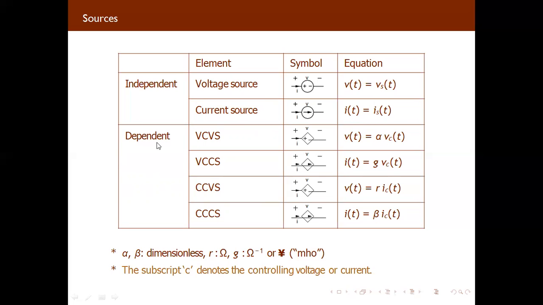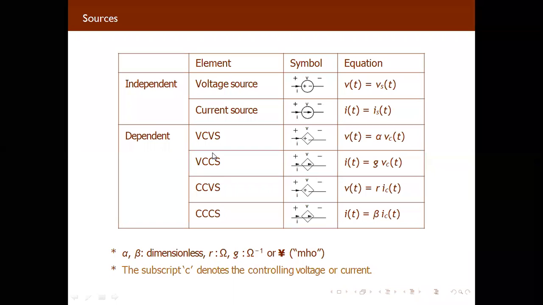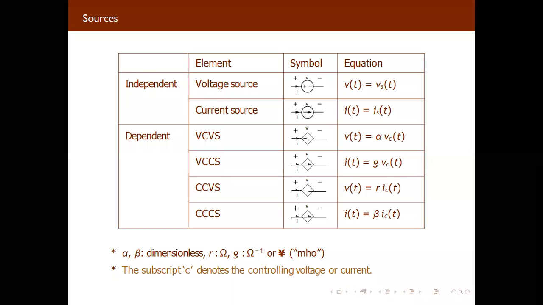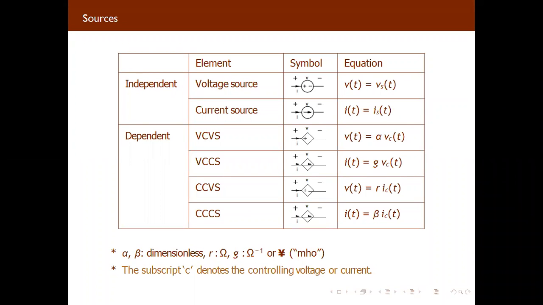Now we can see the dependent. What does dependent mean? The dependent energy source will be a voltage or a current. A dependent energy source is a voltage or current energy source whose value depends upon some other voltage or current, and depending on how it depends, there are four types of dependent energy sources. This is the voltage controlled voltage source.